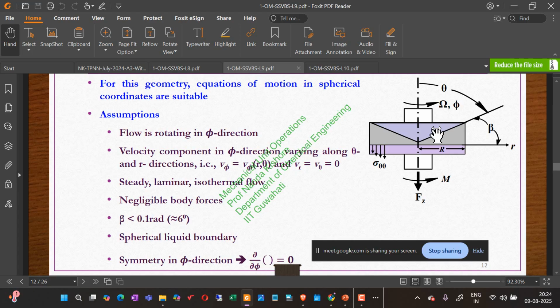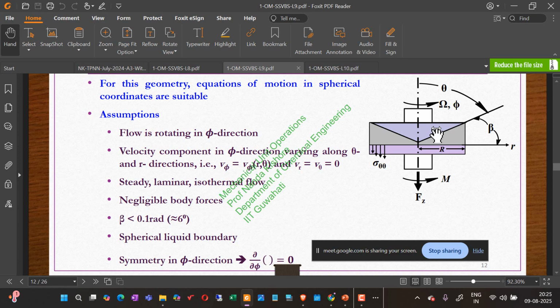The assumptions are: flow is rotational in the phi direction, and the velocity component in the phi direction varies along the theta and r directions. So v phi is a function of r and theta, right? But vr and v theta are zero. Like you had in the last sessions, whichever dimension has the rotation, only that is considered. The rest you keep zero in order to ease the calculation. And then steady, laminar, and isothermal again.